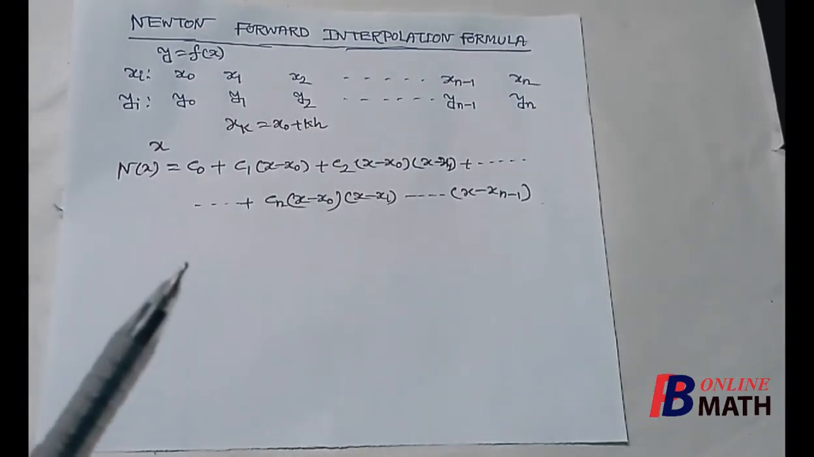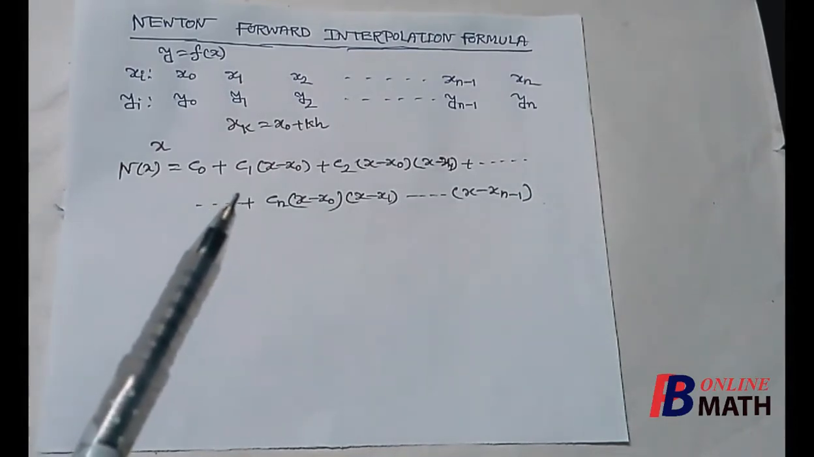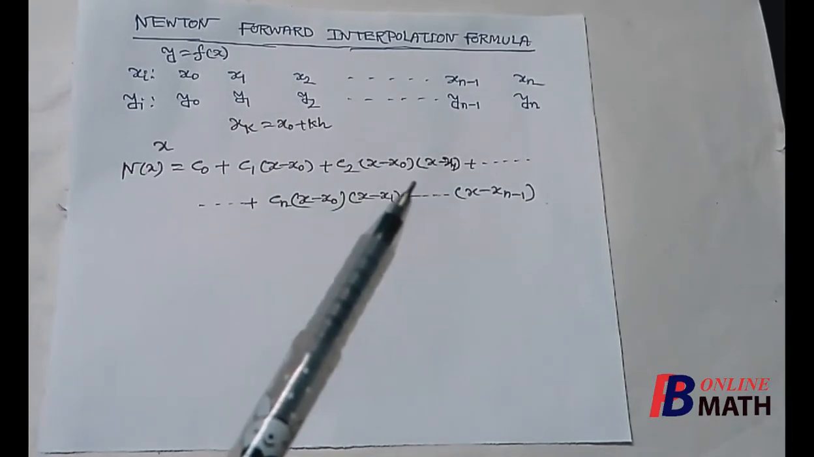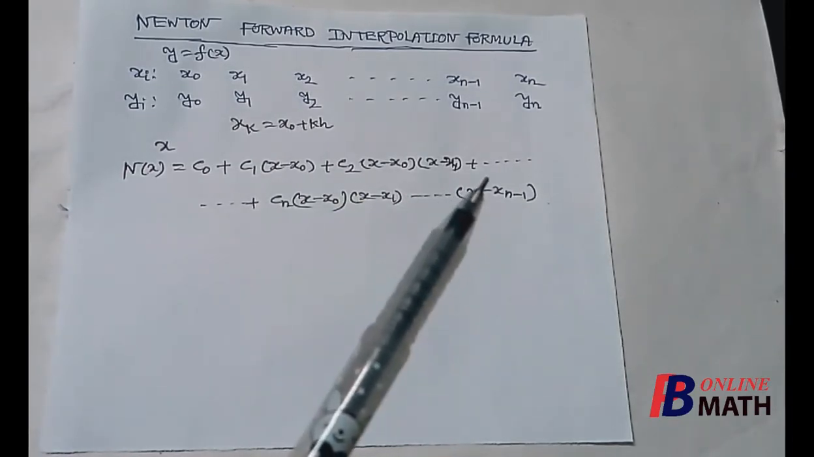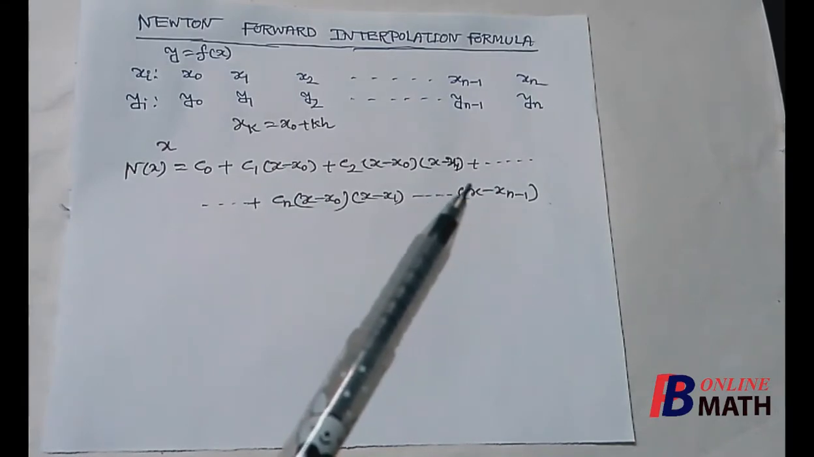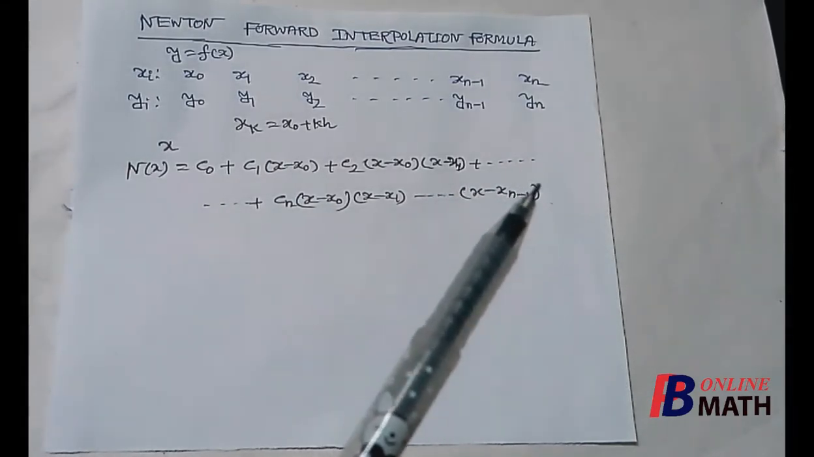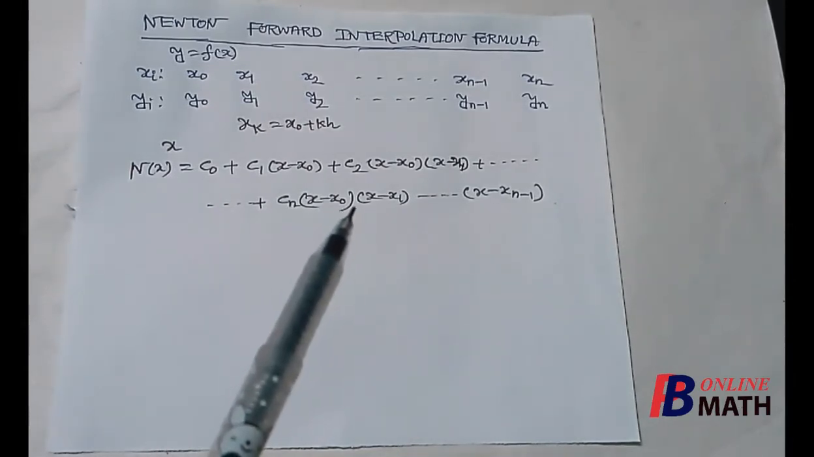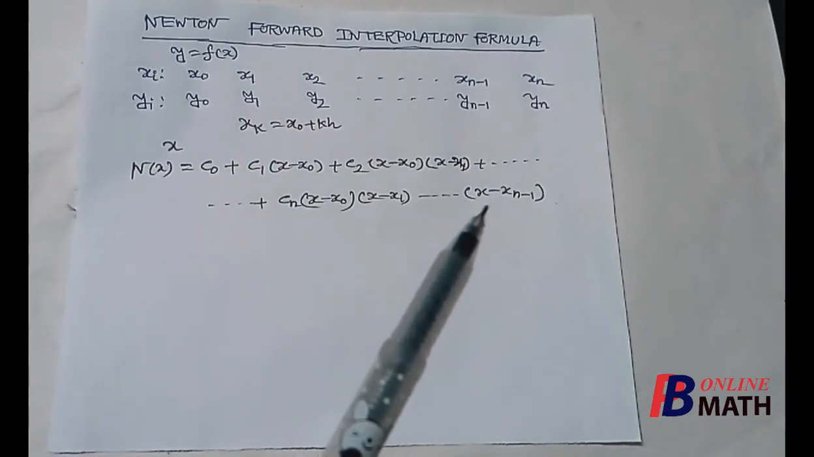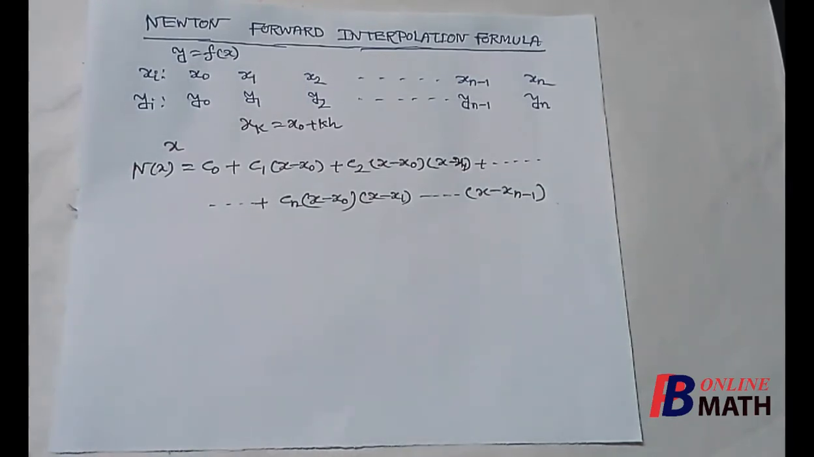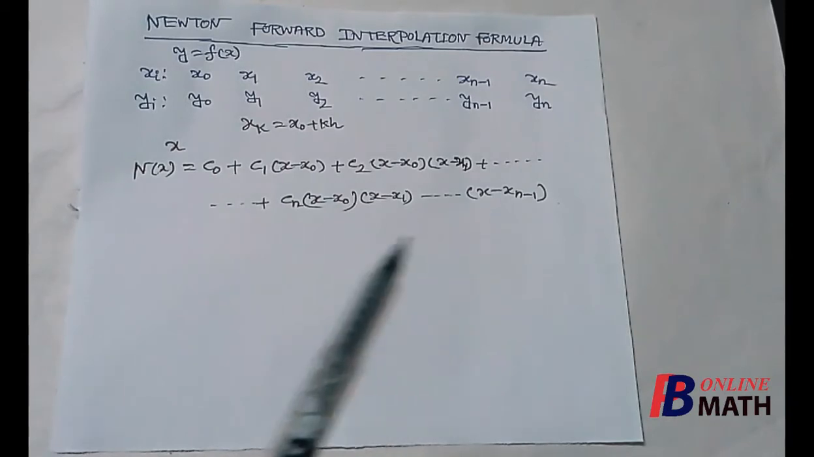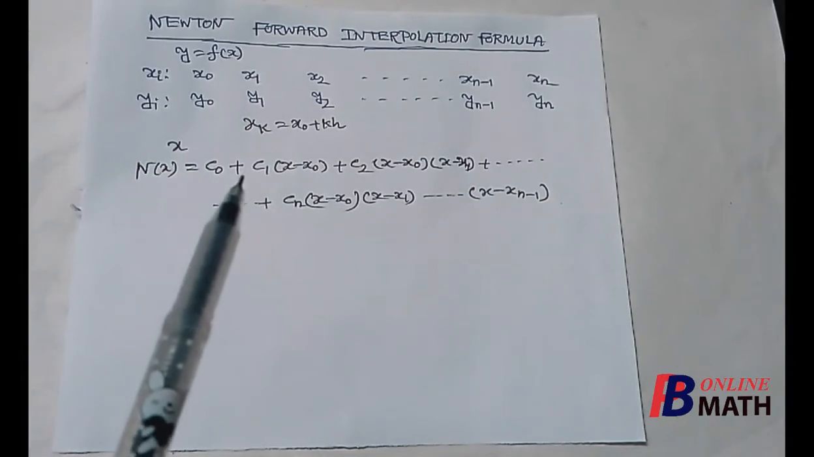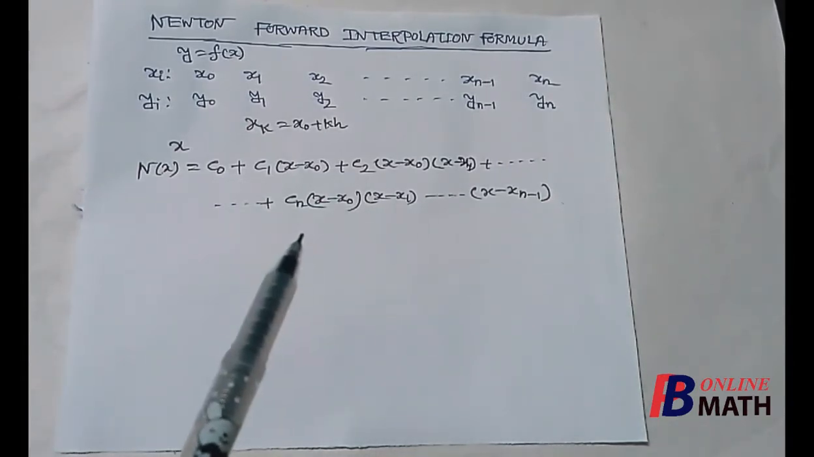Here we assume the polynomial N(x) as c0 plus c1 into (x minus x0) plus c2 into (x minus x0) into (x minus x1) plus c3 into (x minus x0) into (x minus x1) into (x minus x2) up to cn into (x minus x0) into (x minus x1) up to (x minus x(n minus 1)). Actually, this is a polynomial of degree n, and we have n plus 1 number of coefficients, namely c0, c1, c2 up to cn.